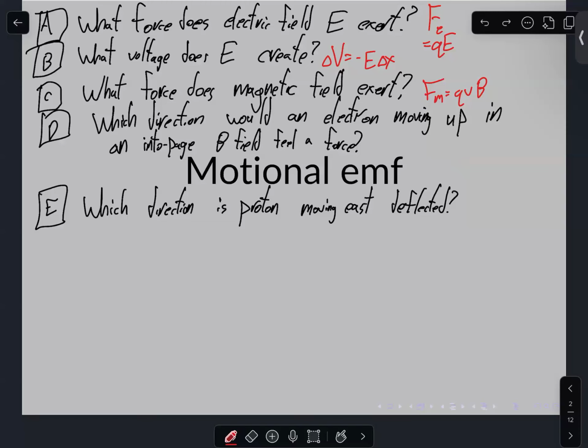Right, and I have to reason through these. Okay. Electron moves up, V is up, B is into page, V cross B is left, so the electron's force is right. Very few people got that. I think we need to review the right-hand rule. Proton moving east, I'm going to pretend this way is north so that I can reason about this. B is north, V is east. V cross B is up, and it's a proton, so force is up.